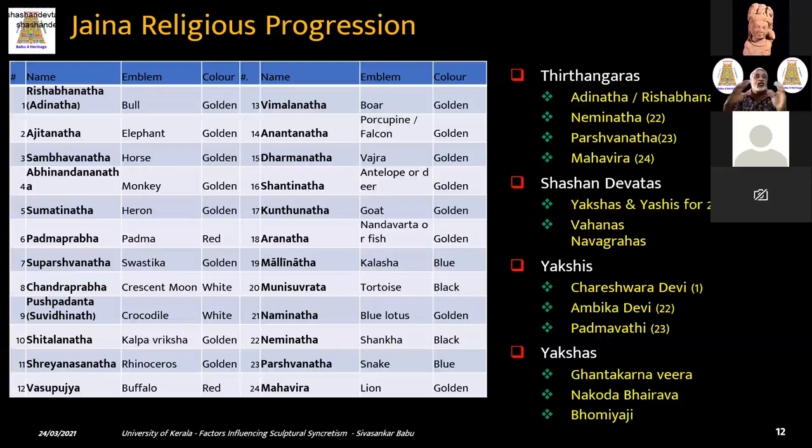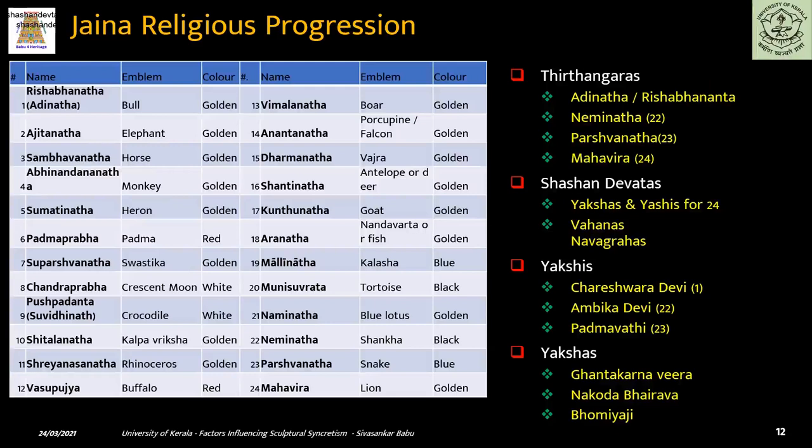So some of the popular yakshis are Chandreshwara Devi for Adinatha, Ambika with the mango as the yakshi of Neminatha, and Padmavati for Parshvanatha. Padmavati is associated with fertility and children. And there are some yakshas like Kantakarna Veera, Nakoda Bhairava and Bhomiyaji, which is primarily a pyramidical kind of worship.